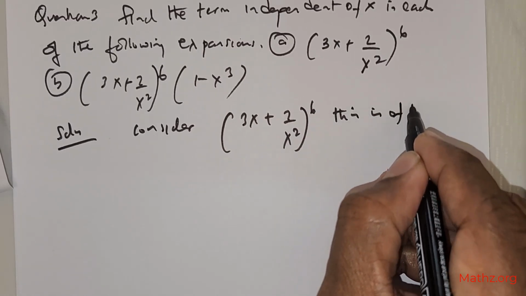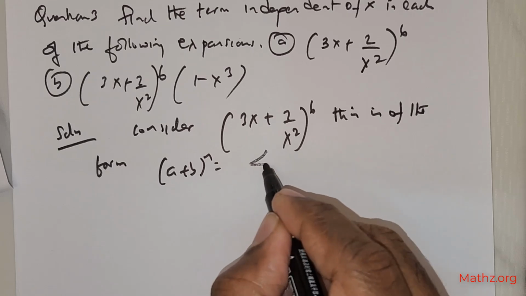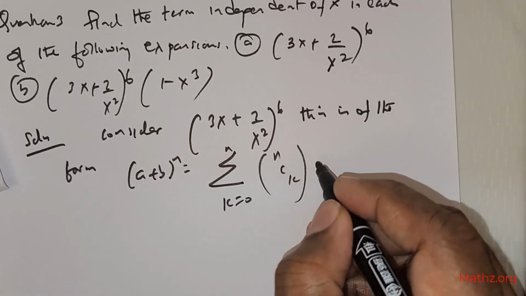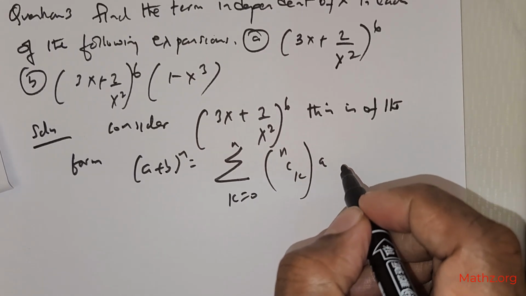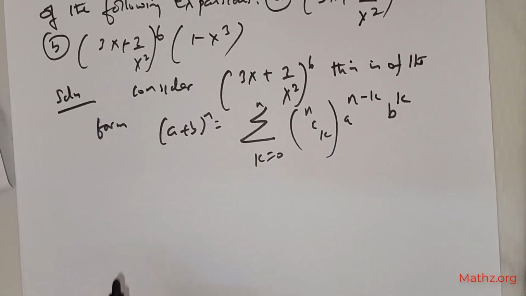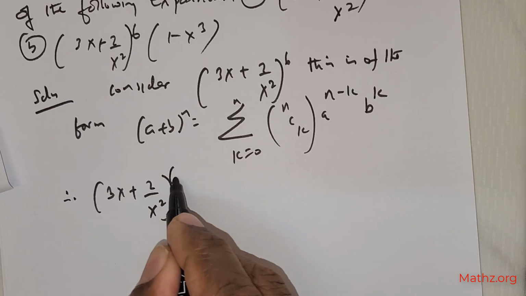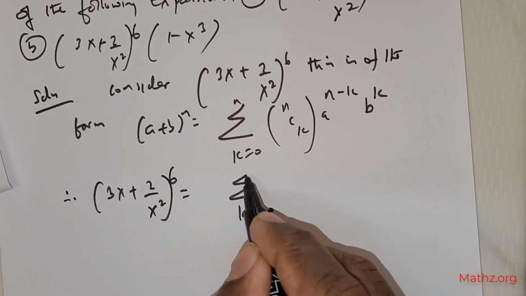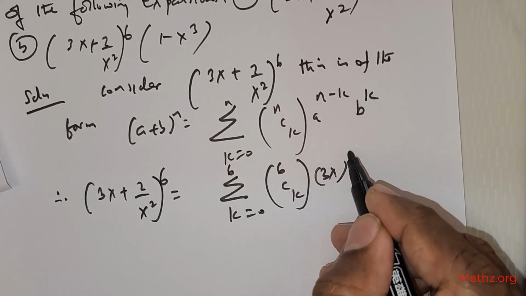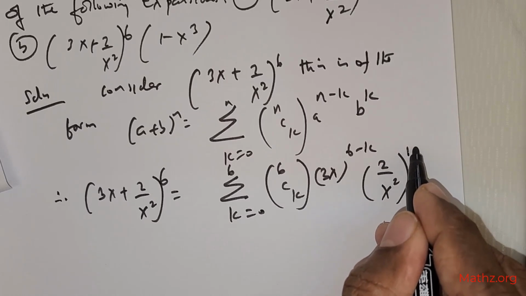Now this is of the form (a + b)^n, which has a binomial expansion as the sum from k equal to 0 to n of nCk times a^(n−k) times b^k. Therefore (3x + 2/x²)^6 is equal to the sum from k equal to 0 to 6 of 6Ck (3x)^(6−k) (2/x²)^k.